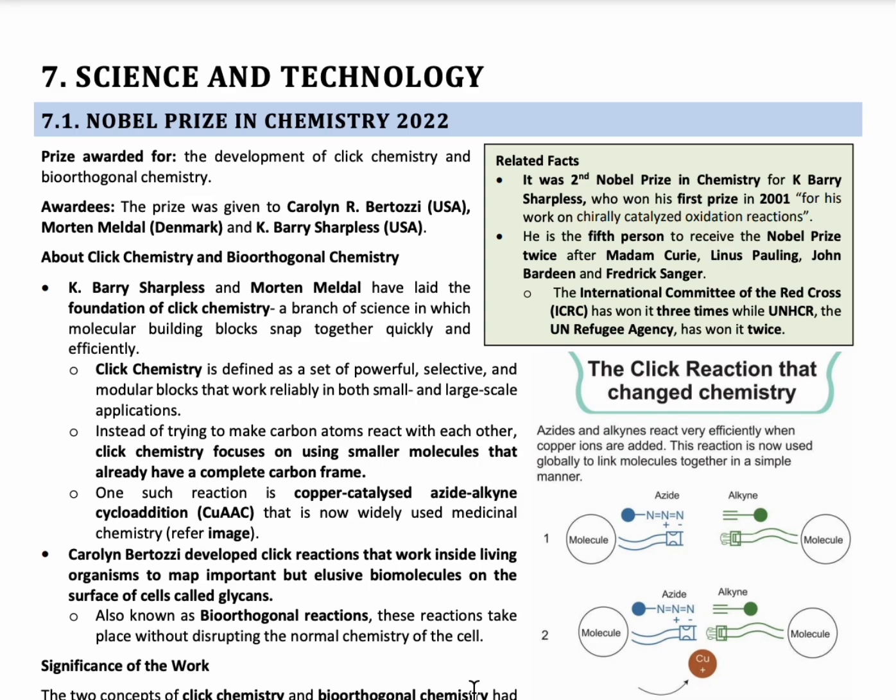Next topic is Nobel Prize in Chemistry 2022. So Carolyn R. Bertozzi from USA, Morten Meldal from Denmark, and K. Barry Sharpless from USA were awarded the Nobel Prize for their development in click chemistry and bioorthogonal chemistry. Click chemistry is a branch of science in which the molecular building blocks snap together quickly and efficiently. And a copper catalyzed azide alkyne cycloaddition reaction is an example of click chemistry and is now widely used in medicinal chemistry.